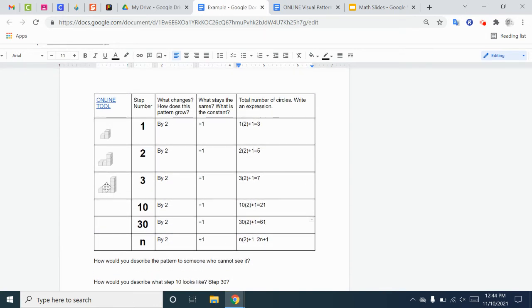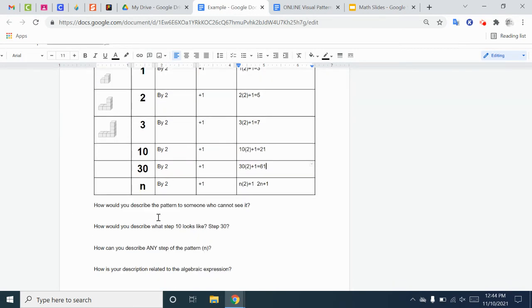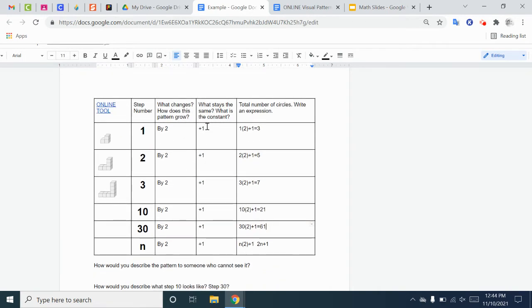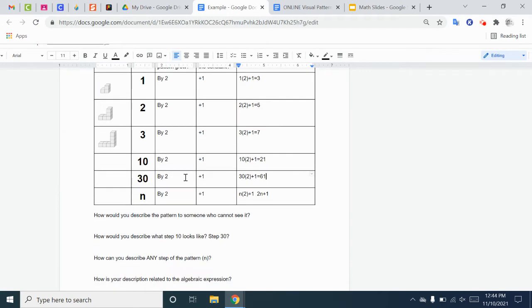This pattern is not in your project. This is an example pattern to help you understand what you need to do. The first question says, how would you describe the pattern to someone who cannot see it? Well, I already figured out the constant is that there's always one in the corner, and then I add one on top and one to the left for each step.